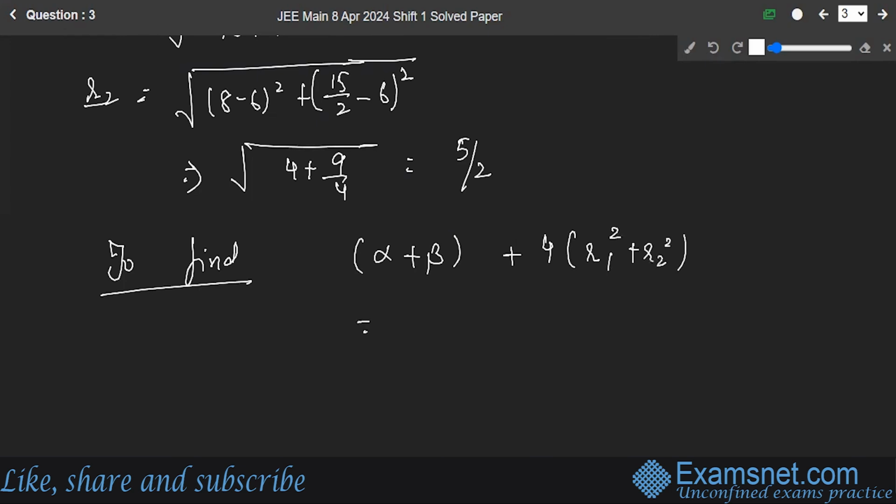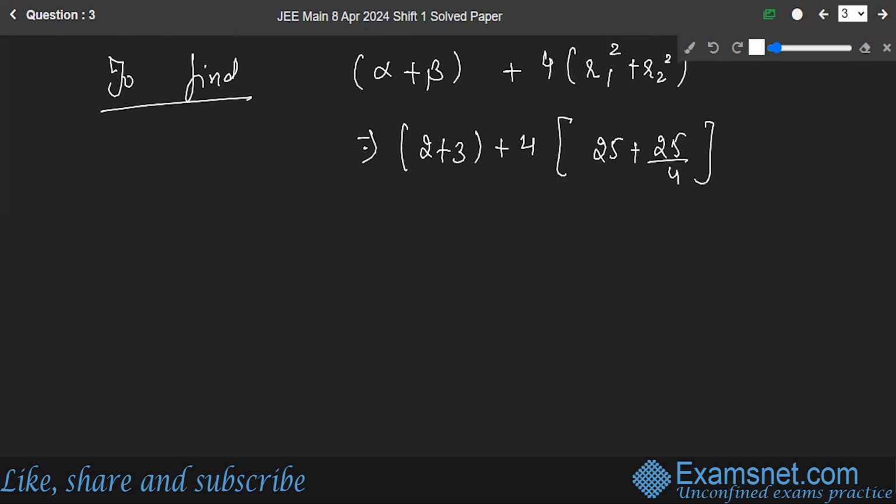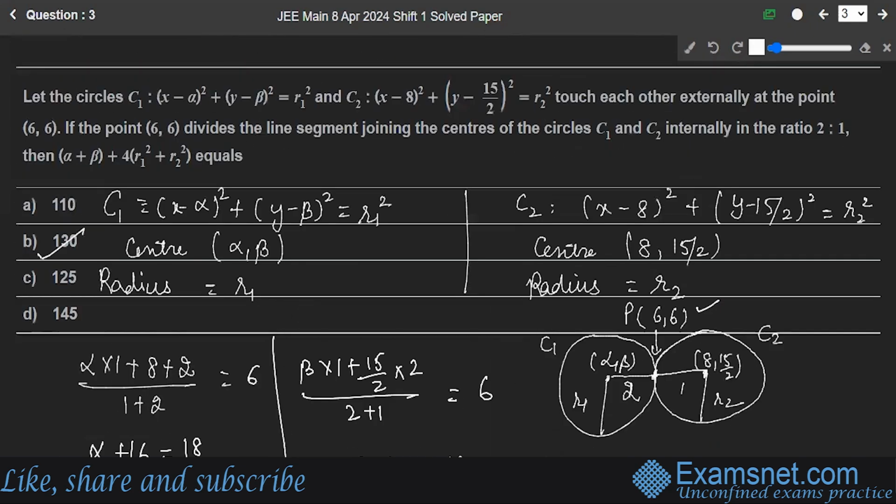Okay, all the values I have got. Alpha was 2, beta was 3, 4 into R1 was 5. So this is 25 and this is 25 by 4. Okay, so you have 5 plus 125. This is 130. This is the answer to the question. Option B. Hope you got that. Let's move to the next question.